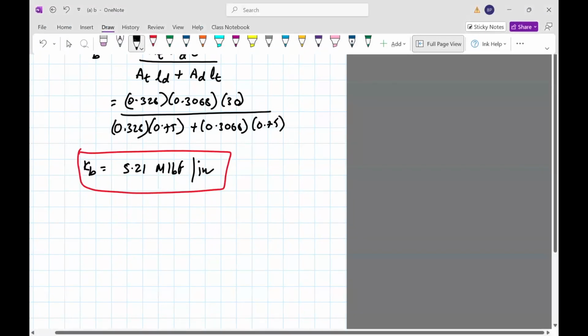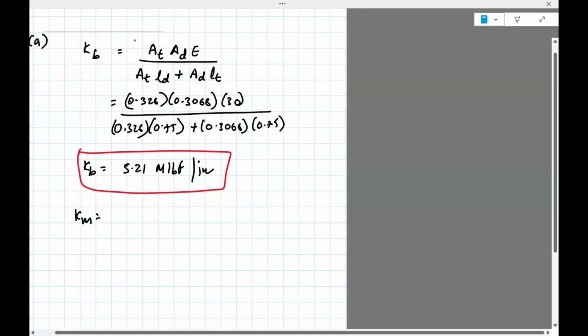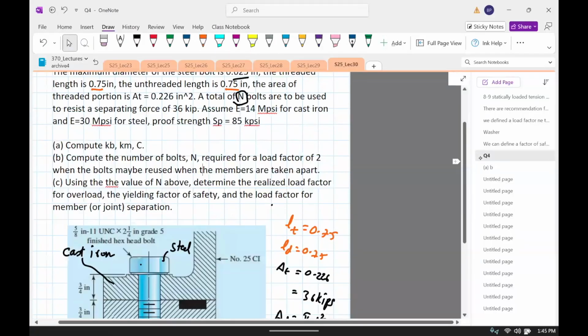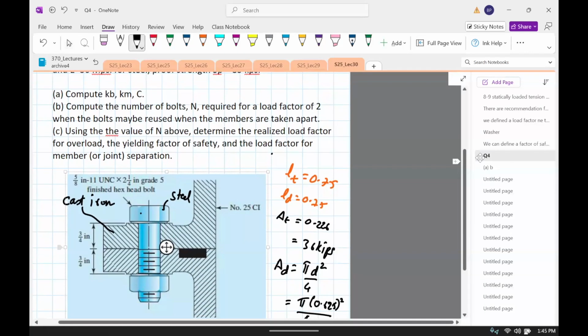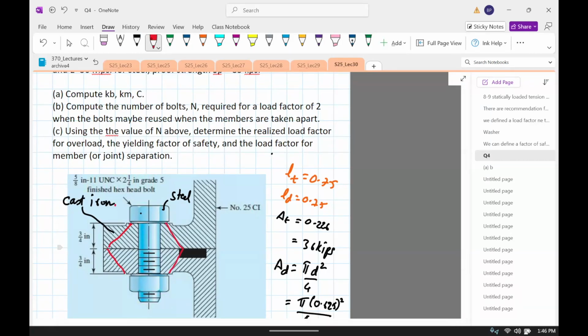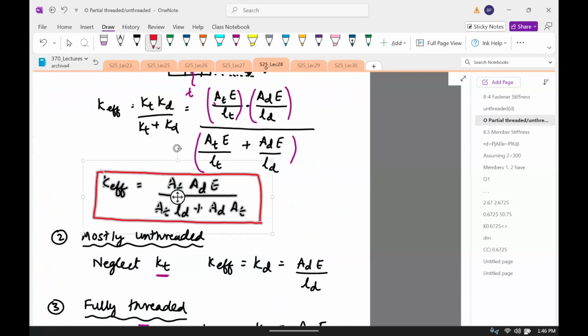Okay, next is KM. Now for KM, we need to find the stiffness of these members. Luckily both of them are made out of the same material. We actually have to use the cone method. Luckily the thickness is the same. So we know that both of them would have equal stiffness. And actually there was a formula we had derived for this. There's actually a mistake here. This should be LT. Just fix this. I'll post this again, corrected.